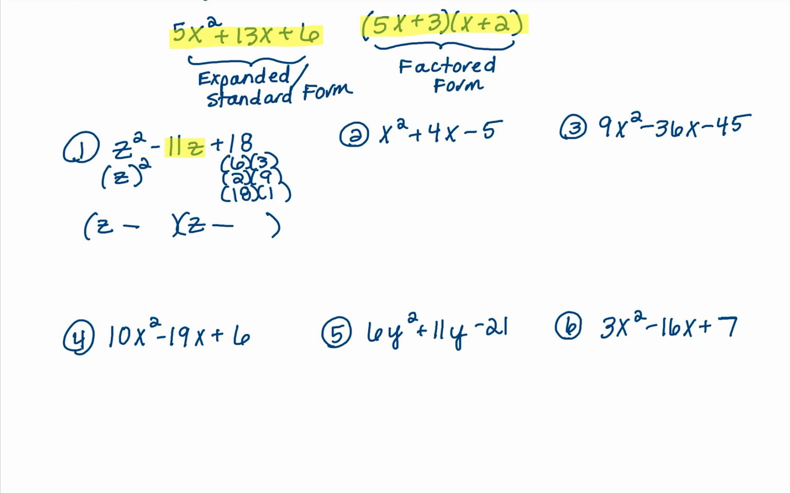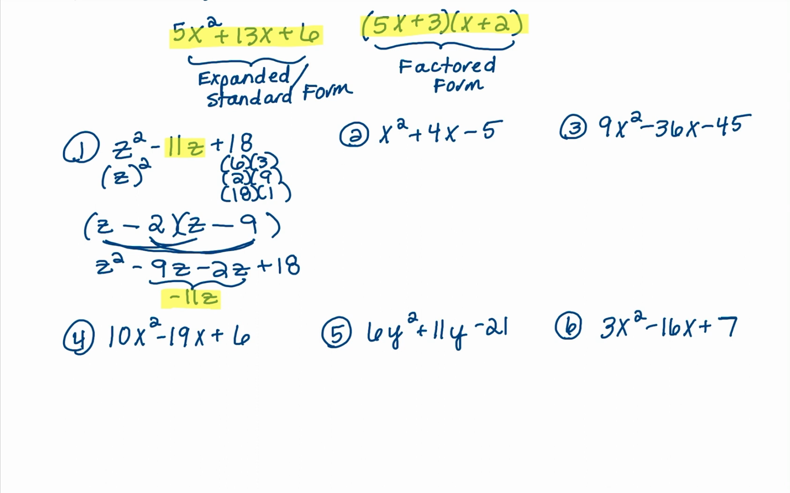The numbers that work here are going to be the 2 and the 9, and I'll show you why. If we were to multiply this out, I've got z times z, which is the z squared. Then the outside, z times the negative 9, minus 9z. The inside, which is going to be negative 2z. And then the last terms, which will give me an 18. If I combine like terms in the middle, I have negative 11z, which is what we needed.